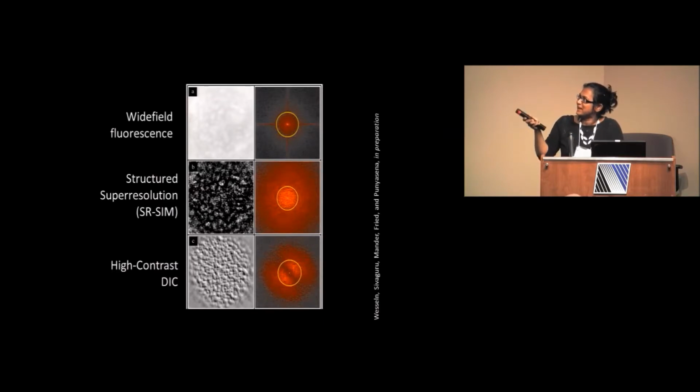And so basically we're also looking at really emerging techniques to get even finer morphological information. This is super resolution, where we can get higher frequency data than you would with conventional fluorescence, as well as high contrast techniques with DIC.